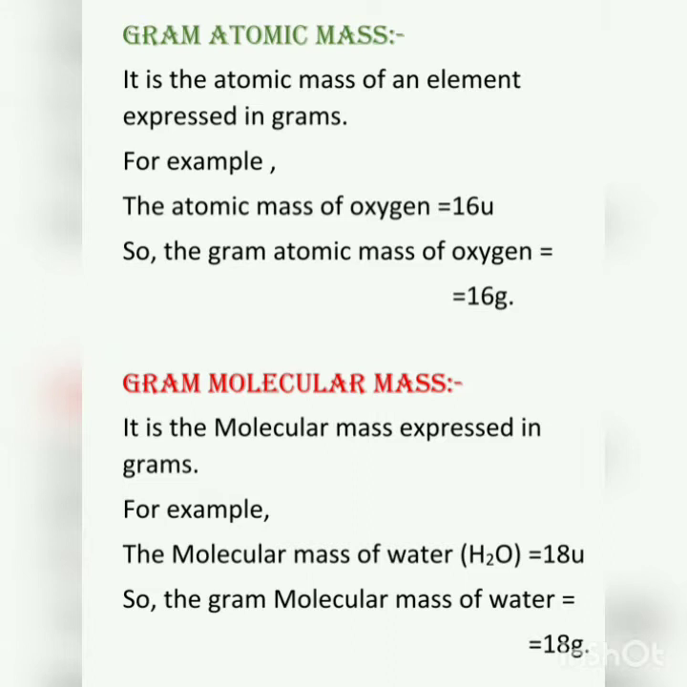In the same way, we can define gram molecular mass as the molecular mass of any compound expressed in grams. Here I have given you the molecular mass of water as 18 units, and when we express it in grams, it becomes 18 grams. So we can say that the gram molecular mass of water is 18 grams.